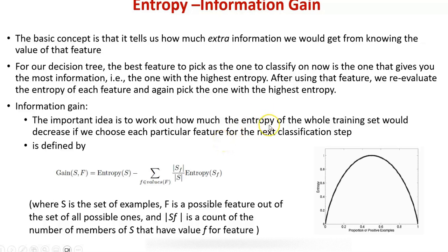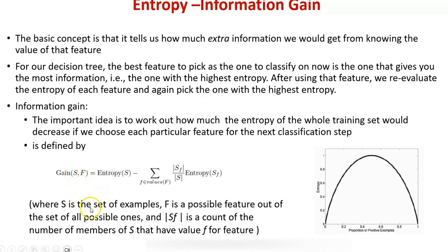What we are doing here is calculating the entropy for the whole training data set. Then we take one particular feature and divide the data based on the values present in that feature, calculate the entropy for each of those subsets, and take the summation of it. That will be subtracted from the entropy of the whole data set. That difference is known as information gain.